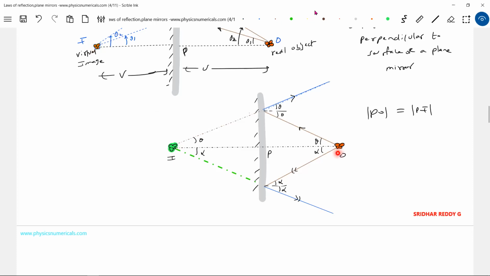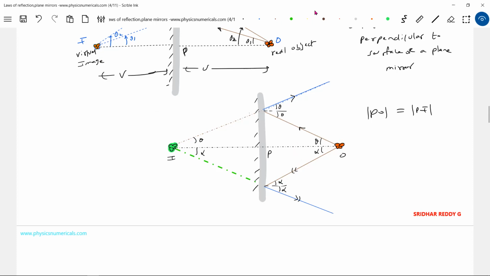And why is this object real? Because the incident rays are diverging from a point. The point of divergence is a real object. So what is the plane mirror? For a real object, it forms a virtual image. For a real object, it forms a virtual image. And what is the condition? The object distance must be equal to the image distance.